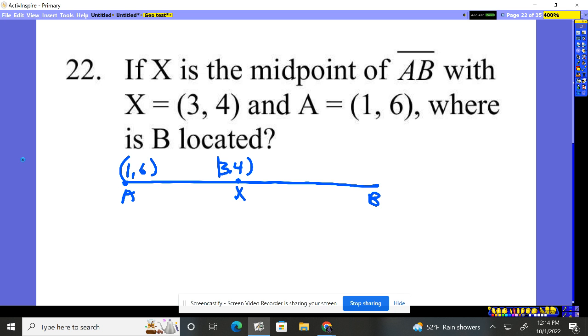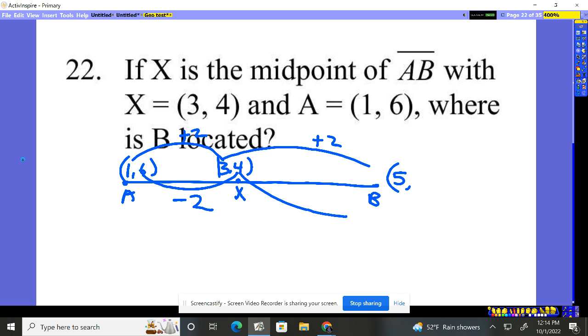So we know we went the same distance. So all I'm going to do is I'm going to go, hey, 1 to 3, I went what? Up by 2, so I need to go up by 2 again. 3 plus 2, the x value would be 5 there. 6 to 4, what'd you do? You went down 2, so you need to go down 2 again, and 4 down 2 would be at 2. That's how we do those problems.